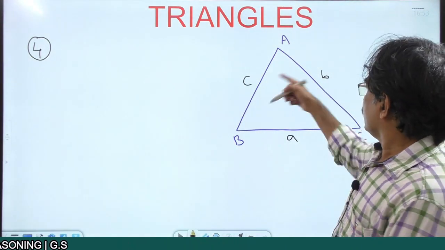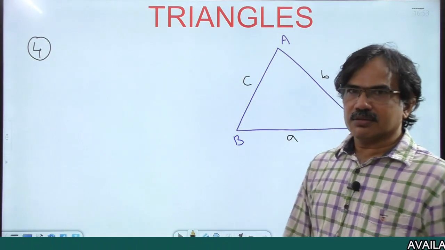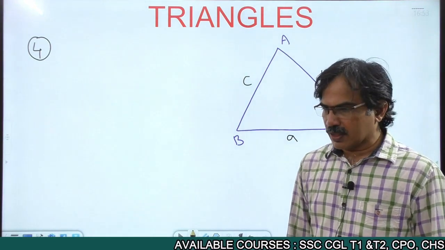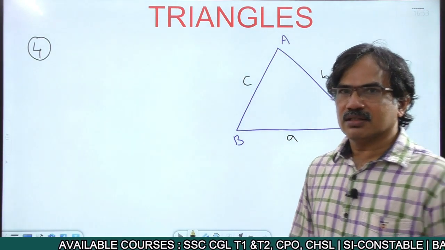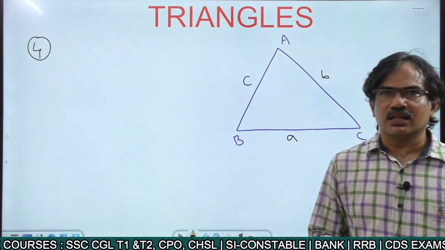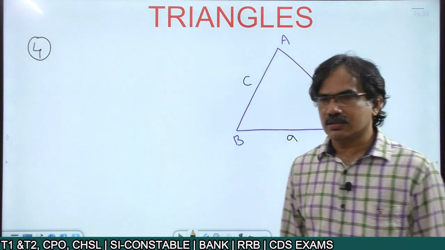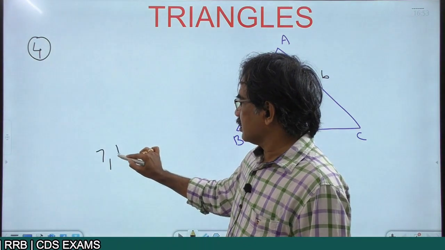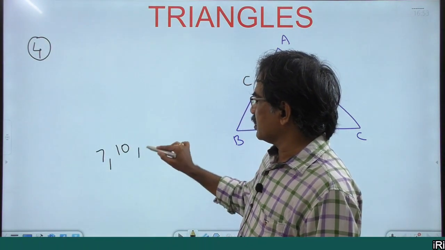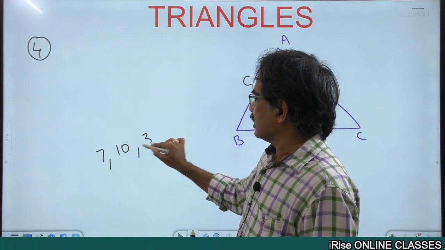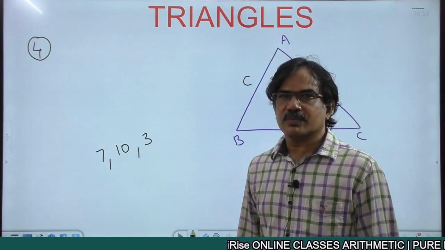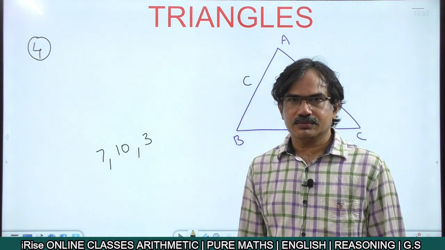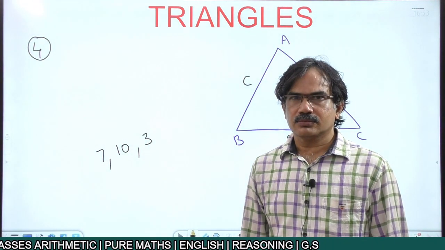Okay? If these are the three sides of a triangle, then what is the relation between the sides? Listen. To draw a triangle, three measurements are necessary. For example, 7 centimeters, 10 centimeters, 3 centimeters given. Is a triangle formed with these three measurements? No.